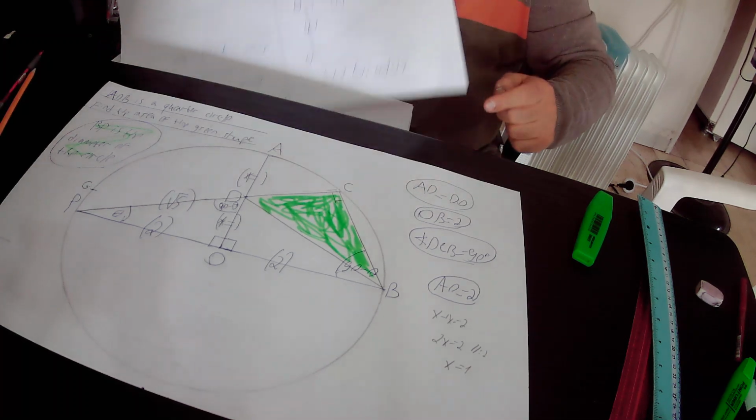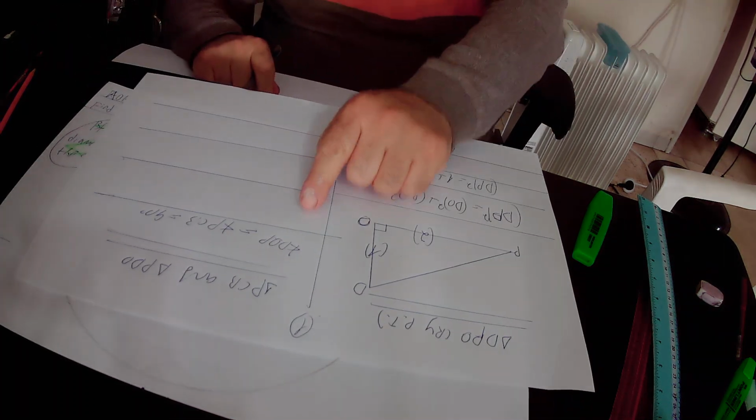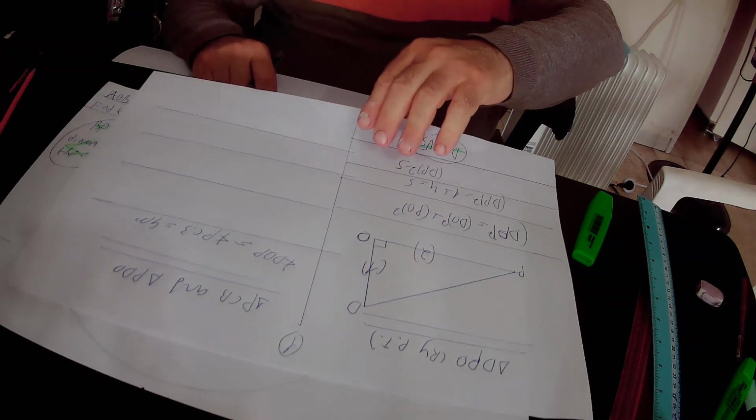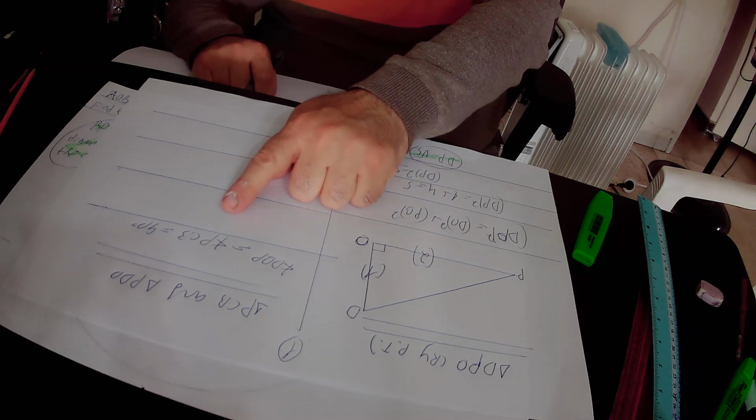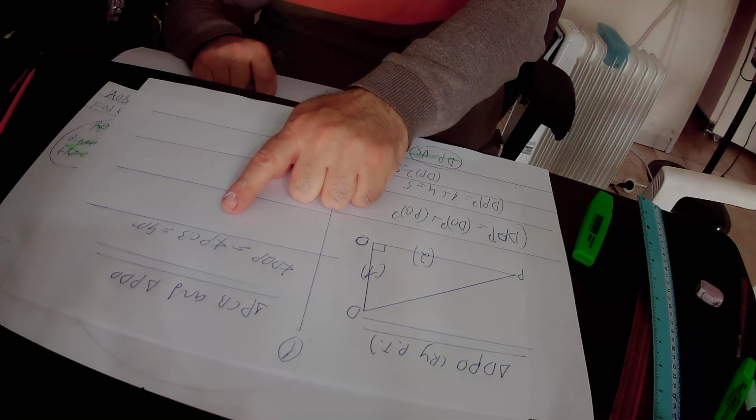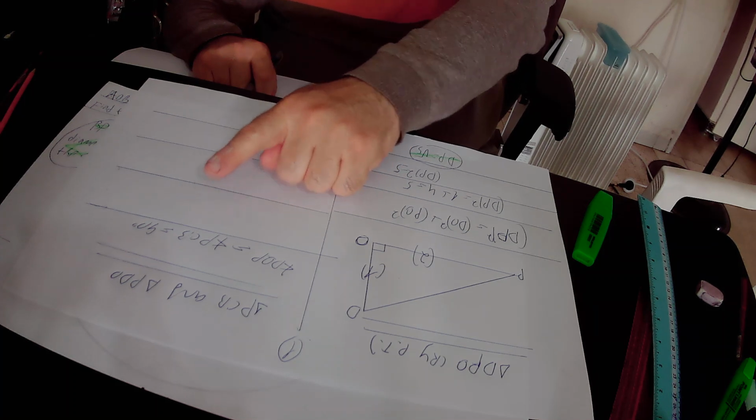Repeat again. Angle DOP in the small right triangle PDO equals angle PCB in the big right triangle PCB. They are both equal to 90 degrees, therefore they are equal to each other.